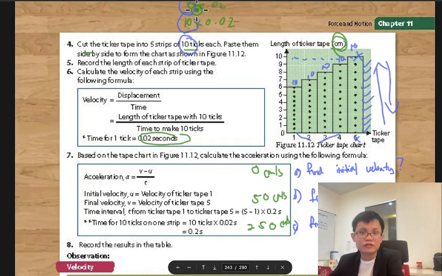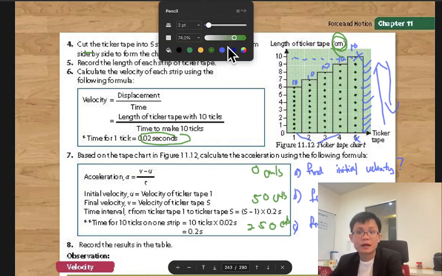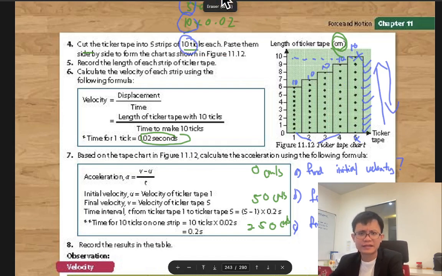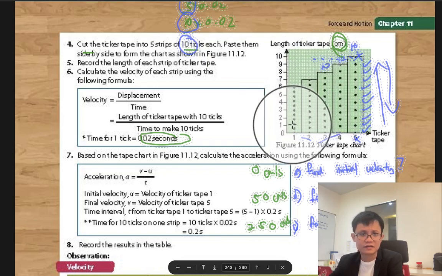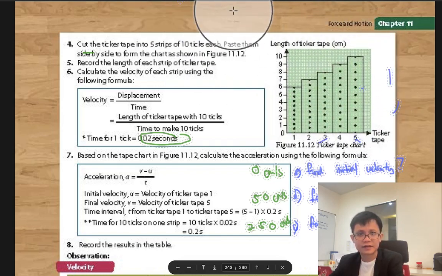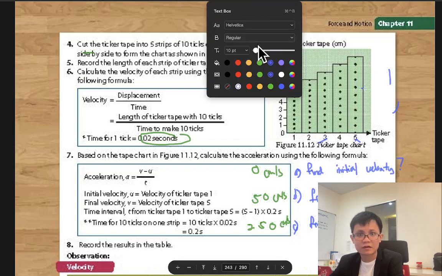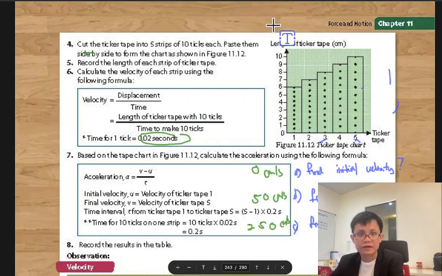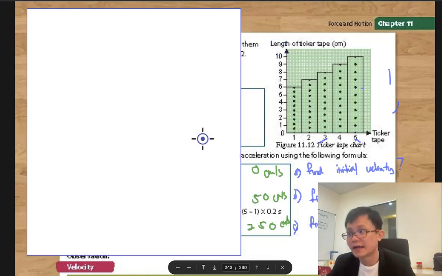Okay, let's try to do this. My student do, we know whether it's correct or wrong. Let's try to check it. Let's use a dark blue pen. It's a bit messy, so let me just erase here. And can I have maybe a text box? Wait. Okay, let's try to do the A part.